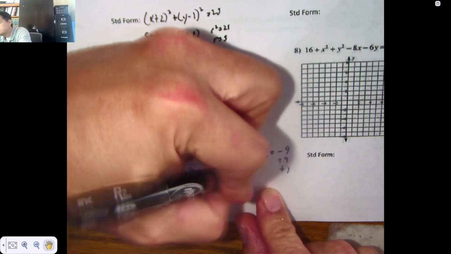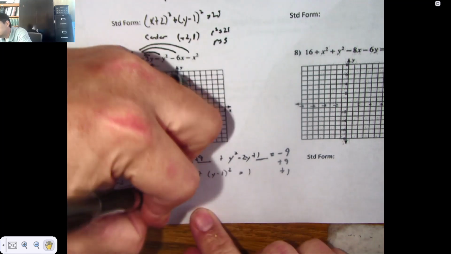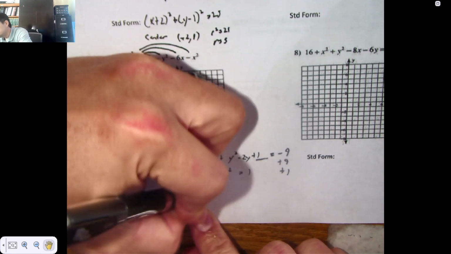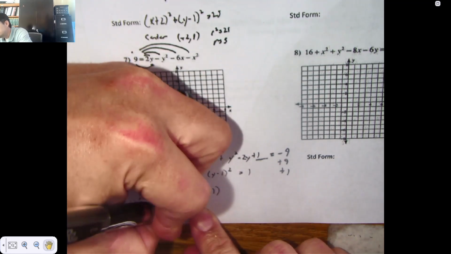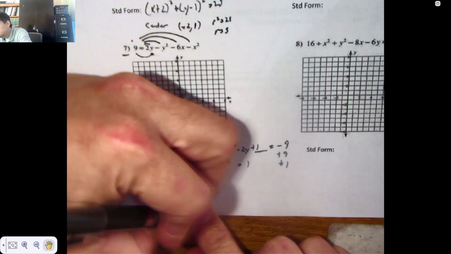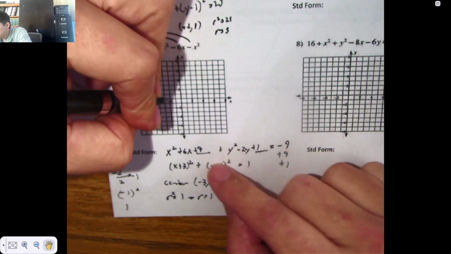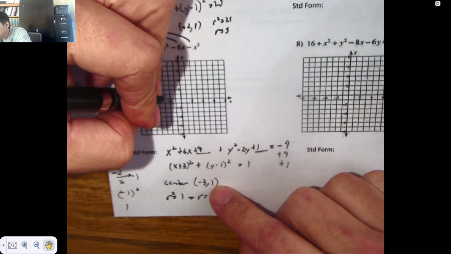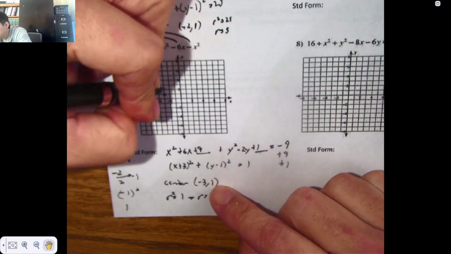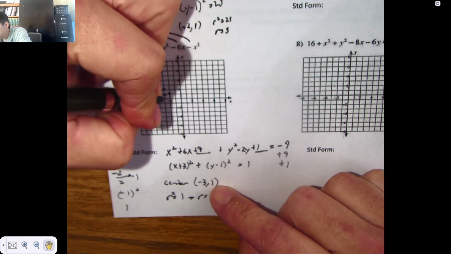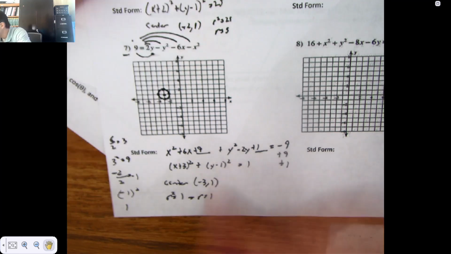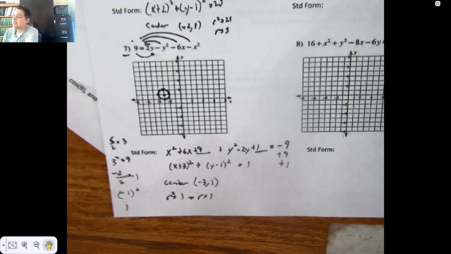And this is 1. So my center is at (-3, 1). And my radius, r squared, is 1. So my radius is 1. So there you go. Left 3, up 1. And I have a teeny tiny radius, so a teeny tiny circle. And there she is. So there's those three.